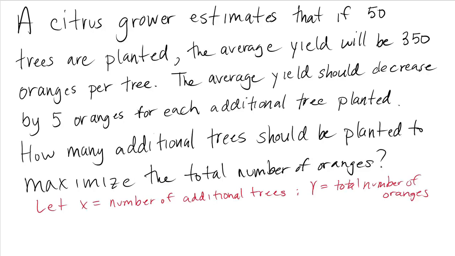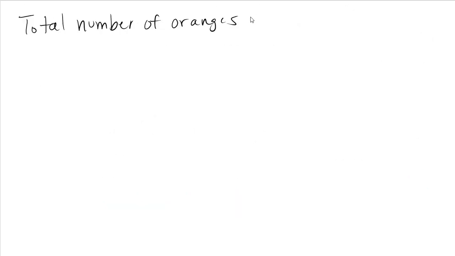The grower estimates that if 50 trees are planted, the average yield will be 350 oranges per tree. So how would you figure out the total number of oranges? If you know how many trees there are and you know the average, how do you figure out the total? You multiply them, right? You take the average number of oranges per tree times the number of trees, that'll give you the total number of oranges. Let's write that out as a word equation. It's the average yield times the number of trees.